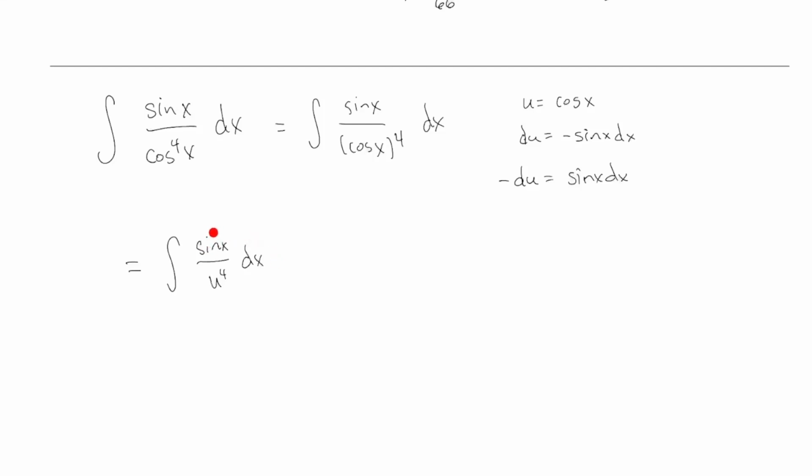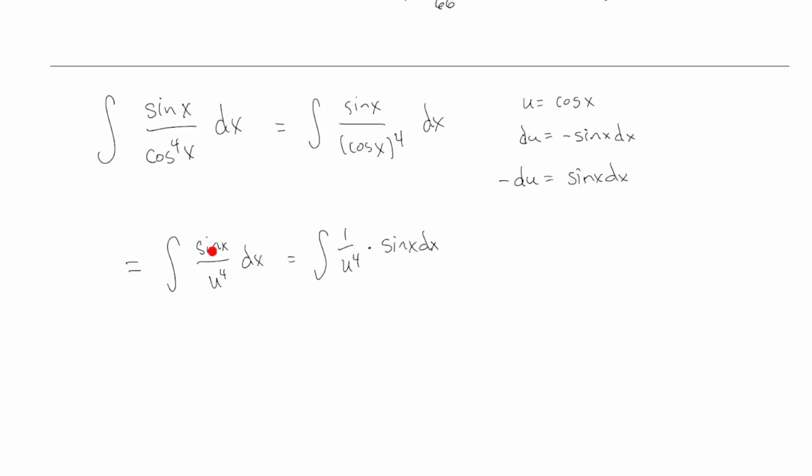And actually, at this point, you should start looking over here and trying to say, do you see the leftover stuff here as part of the du? And I think I do actually. This is sine of x dx, right here. So I'm feeling pretty good about this. Maybe just to make this look precisely the way I want, you could say this is 1 over u to the 4 times sine x dx.